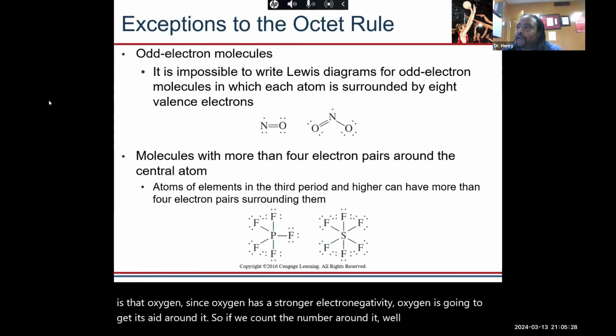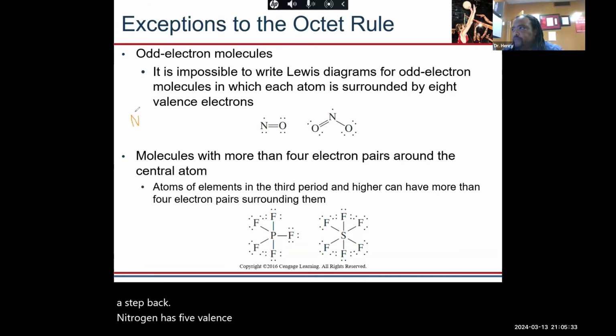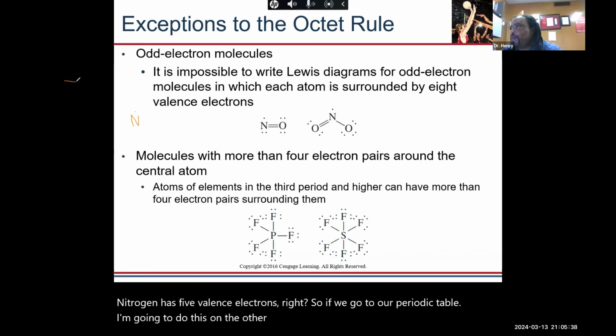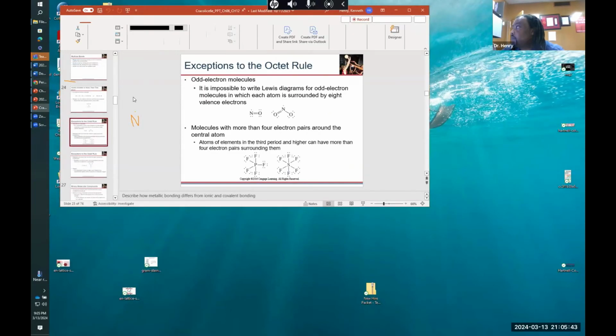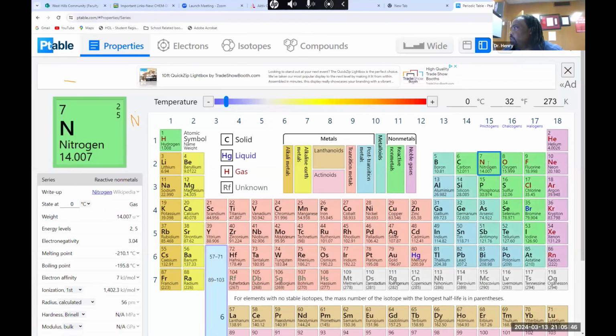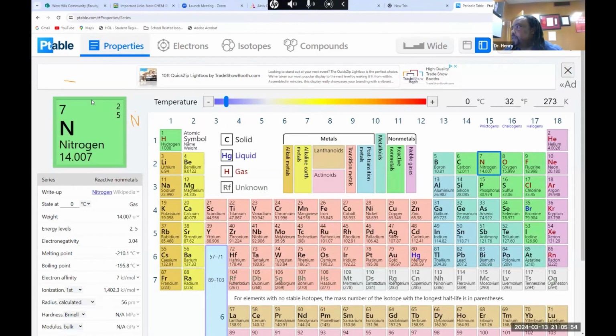Well, first off, let's take a step back. Nitrogen has 5 valence electrons, right? So if we go to our periodic table, nitrogen is right here. We count over 1, 2, 3, 4, 5. It has 5 valence electrons. So we're going to put N with 5 dots around it: 1, 2, 3, 4, 5.